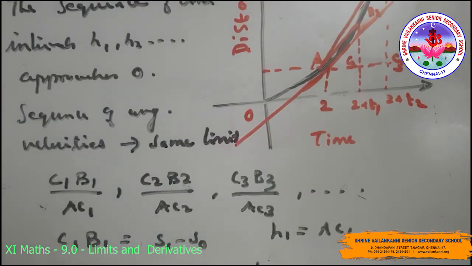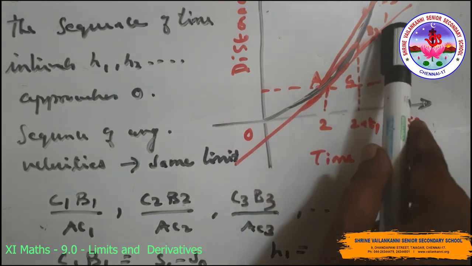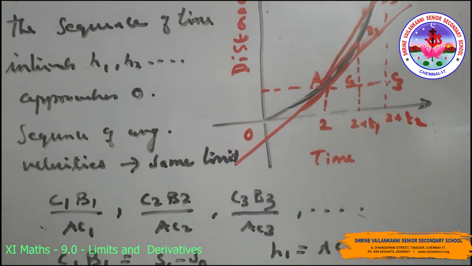C1B1 by AC1, C2B2 by AC2, C3B3 by AC3, etc. Here C1B1 is equal to S1 minus S0, which is the distance travelled by the body at the time interval h1 equal to AC1, etc. So the velocity of a body at time t equal to 2 is equal to the slope of the tangent of the curve s equal to 4.9 t square at t equal to 2.